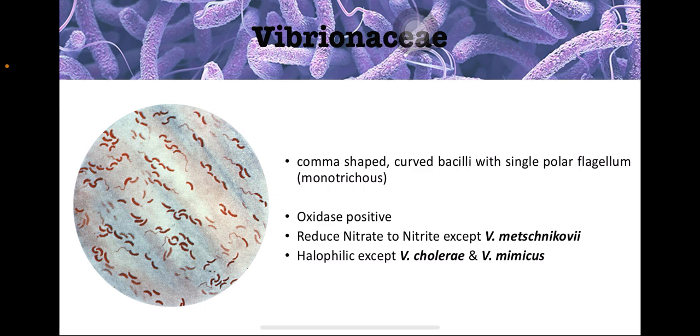They are oxidase positive organisms and they can reduce nitrate to nitrite except for one outlier, Vibrio michnikoviae. Most Vibrio species are halophilic, meaning they love salt, but remember two exceptions, Vibrio cholerae and Vibrio mimicus.